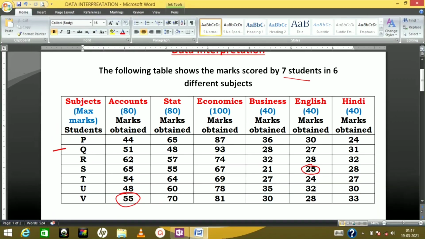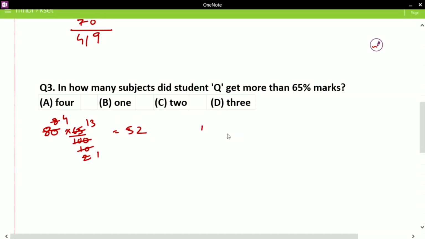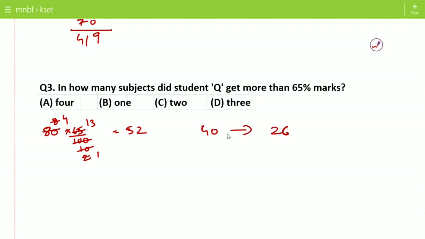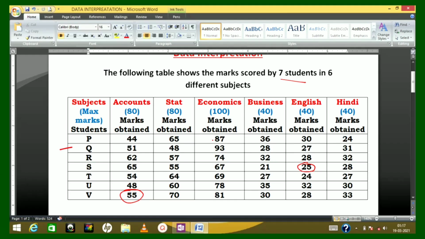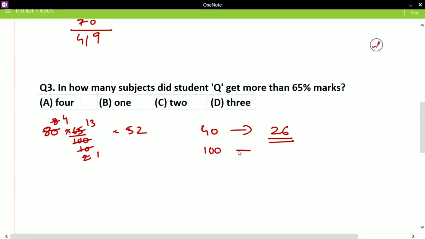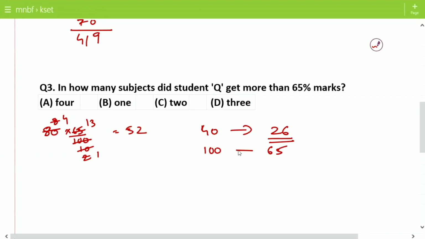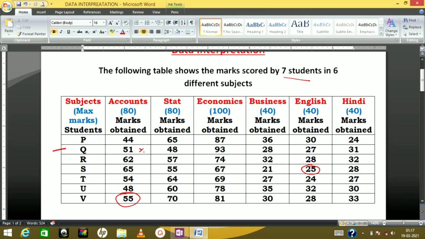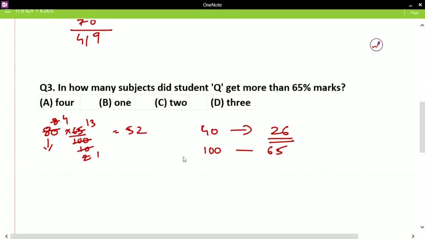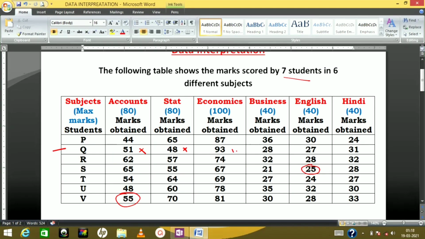Therefore the remaining subjects are 40 marks. So for 80 it is 52. Then for 40 it is going to be half of 52, that is 26. 80 half is 40, in the same way 52 half is 26. And for 100 marks, that is in economics, 100 into 65% is 65. So you have to see, whenever the maximum marks is 80, if he gets more than 52, then he gets more than 65%. So he is getting less in first and second, so definitely it is not more than 65%. Then in 100 he should get 65, so definitely it is more.